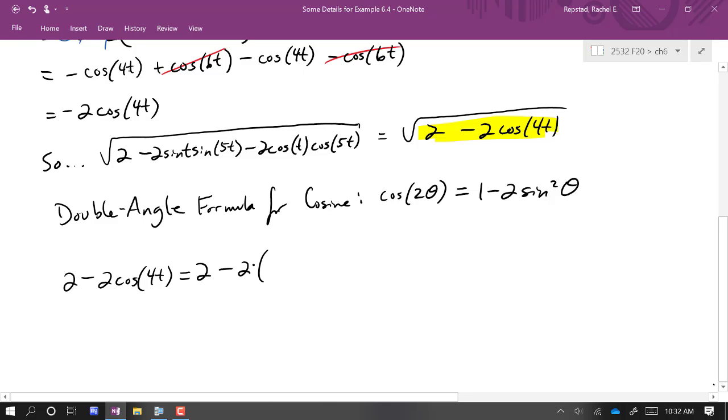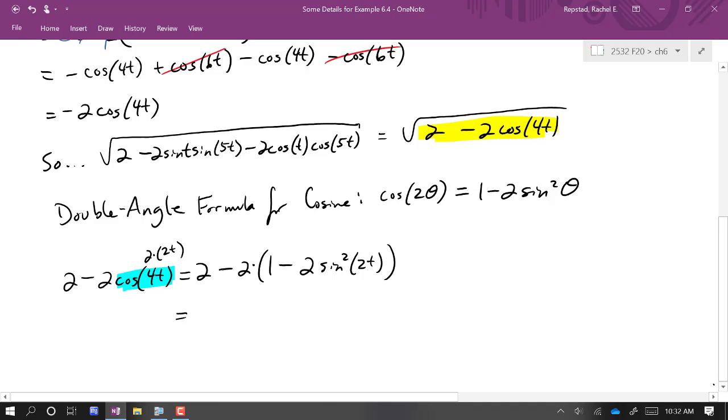I'm using this double angle formula on cosine 4t. So 4t is my 2 times theta. So 4t is 2 times 2t. So when I use the double angle formula now, this is 1 minus 2 sine squared of 2t.